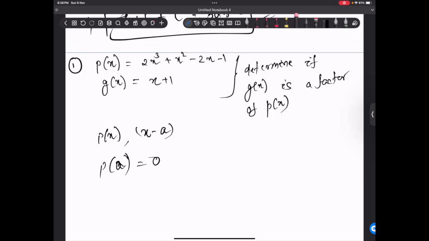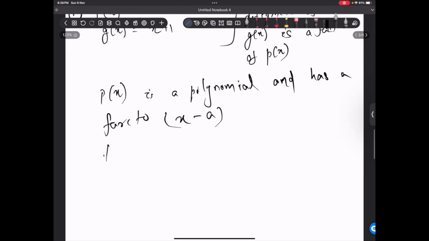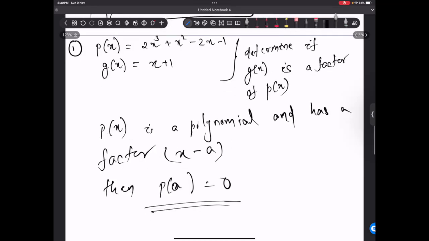फैक्टर थ्योरम में हमने क्या सीखा? If let's say p of x is a polynomial and has a factor x minus a, then p of a will be 0. यही है फैक्टर थ्योरम। तो यहाँ पे p of x कितना दे रखा है?